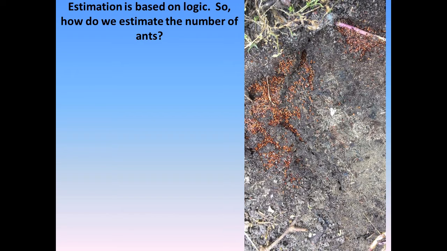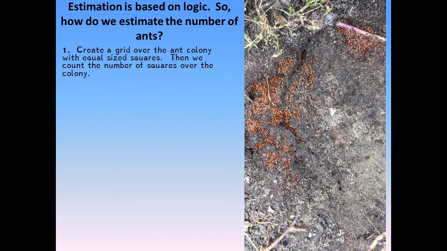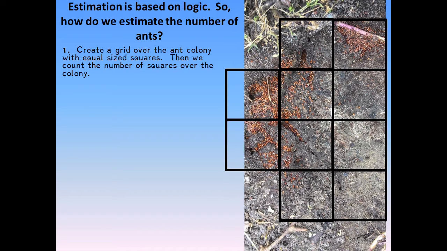Estimation is based on logic. So how do we estimate the number of ants that we can see in this picture over here, which is a picture of part of the ant colony? Well, the first thing we need to do, and what scientists do, is to create a grid over that part of the ant colony with equal sized squares. Then we can count the number of squares over the colony.